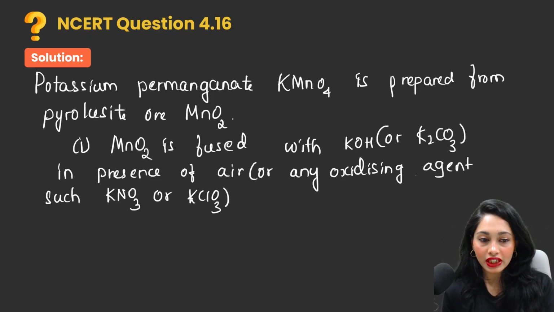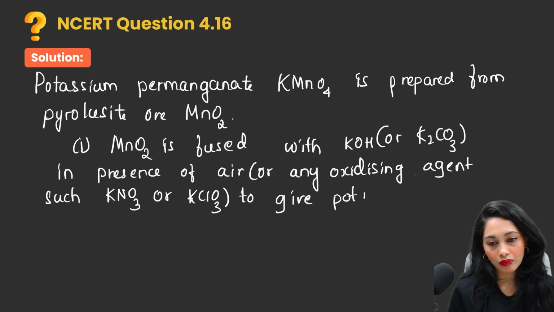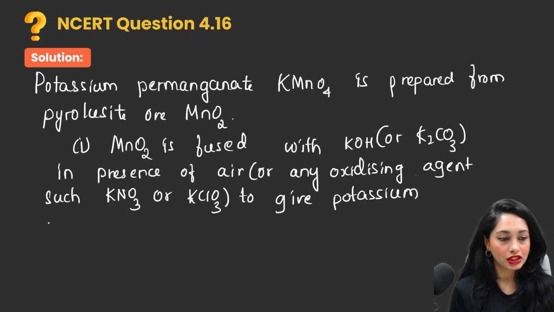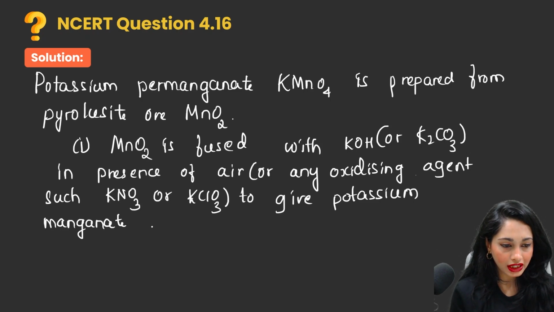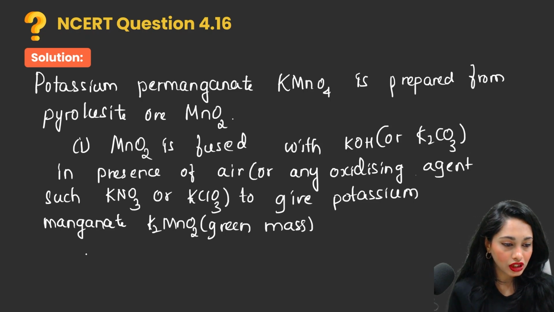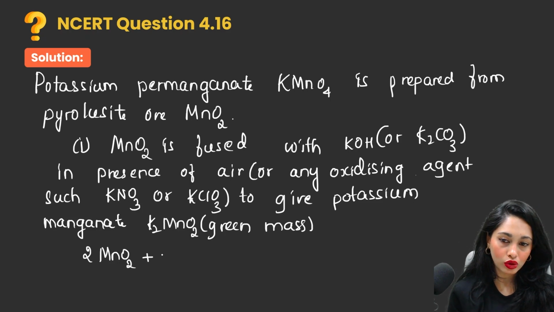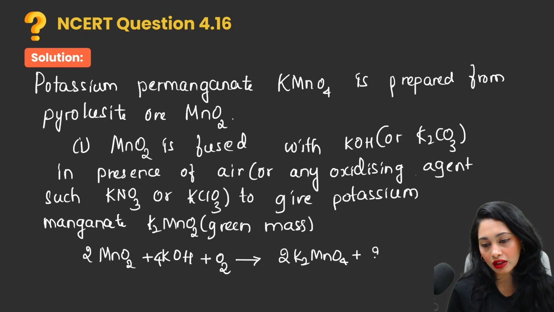So pyrolusite is fused with KOH to give potassium manganate. Potassium manganate is K2MnO4. This is a green colored mass. So the reaction is as follows. 2MnO2, that is pyrolusite, is fused with KOH along with oxygen to produce 2K2MnO4, the green mass, along with water.